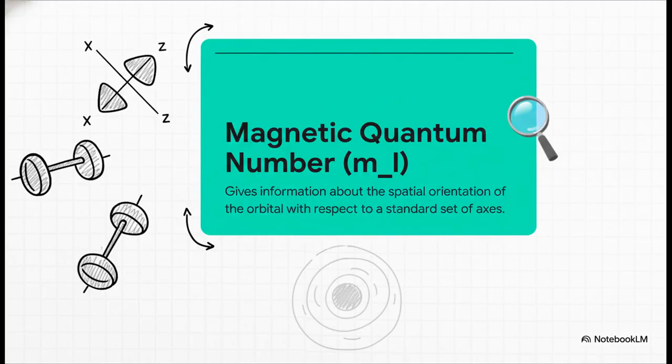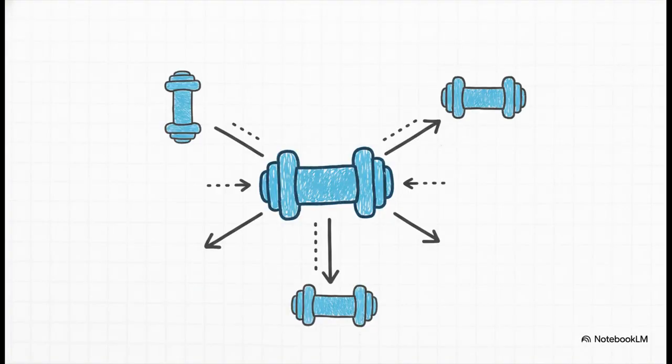Our third number, the magnetic quantum number m sub L, takes that shape we got from L and tells us which way it's pointing in 3D space. So if L told us we're in a dumbbell-shaped city, m sub L tells us if that city's main street is pointing up and down the x-axis, the y-axis, or the z-axis. It nails down the orientation. And yep, you guessed it, we see another dependency here.